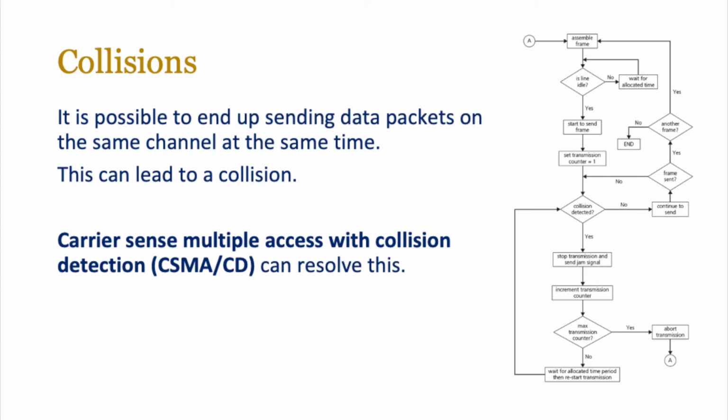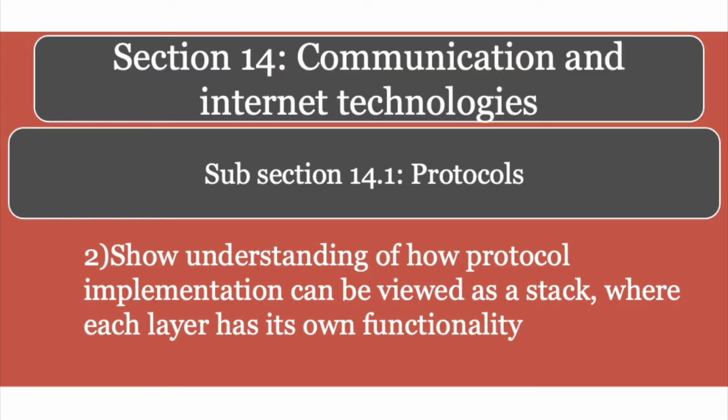Now on screen, you can just see that little flow chart of how it works, how we assemble a frame, how there's a timeout, how we can update the transmission counter when a collision is detected, and keep resending until the transmission counter reaches the max. And if it reaches the max, at that point in time, we abort the transmission because the line quite clearly is very busy. We'll revisit this protocol again when we look at some common protocols later on.